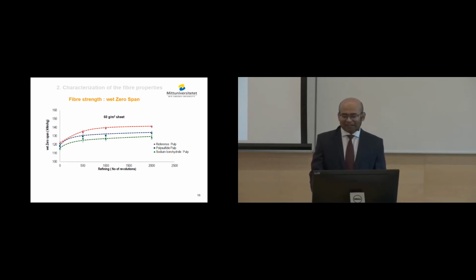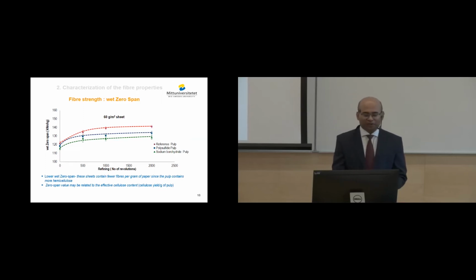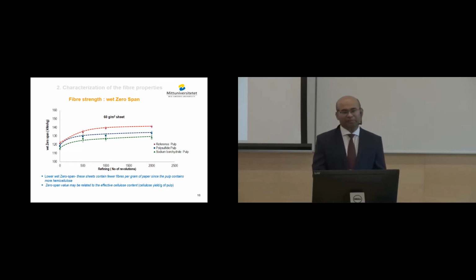There is almost an 8% difference from the reference for sodium borohydride in the fiber distance properties. It means the reference pulp has a higher distance. But compared with the tensile index, and for example the joint distance, sodium borohydride and polysulfide are the better pulps. I will come to that in the next slide. It means a lower grammage sheet contains fewer fibers per gram since the pulp contains more hemicellulose, and the zero span value may be related to the cellulose content that we calculated as cellulose yield per gram.